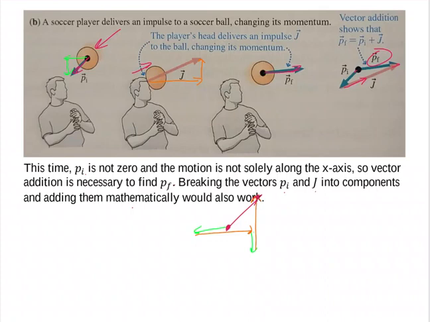Okay? So that's how you do that, kind of more mathematically. Of course, we would have the numbers for those, and then we would calculate it that way. And then the resulting angle would be that angle right there. Okay?